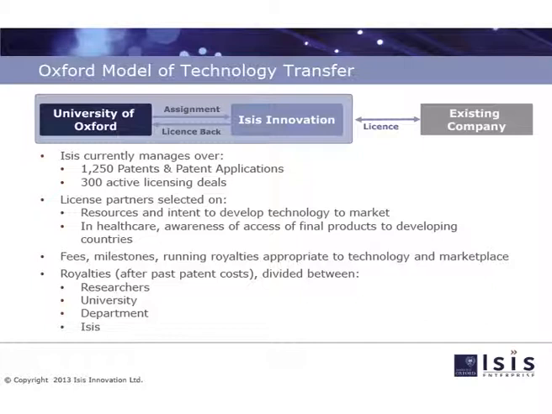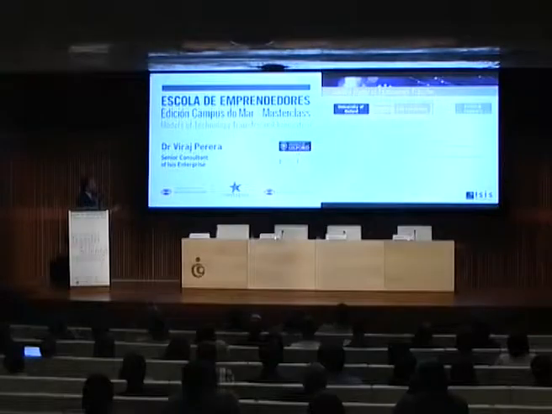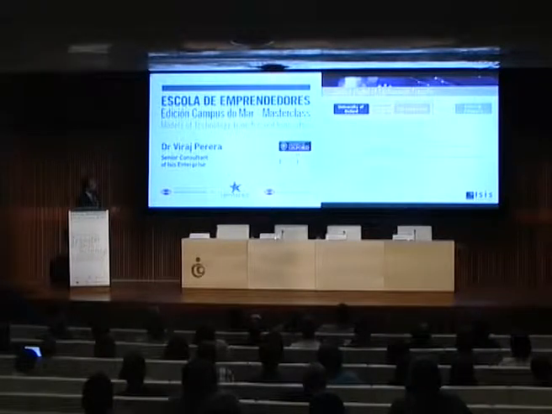Okay, so what have we done with all that funding coming in terms of filing patents, in terms of licensing, spin-out company formation? All in all, what have we done in transferring knowledge? Okay, here are some statistics. So we have about 1,250 patents and patent applications, 300 active licensing deals. Licensing partners basically selected on the resources and intent to develop technology to market.